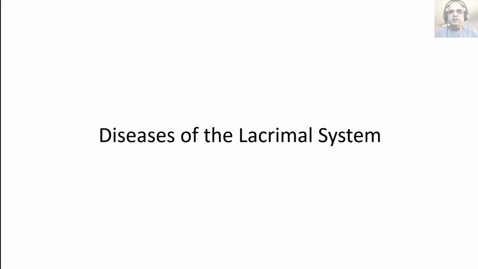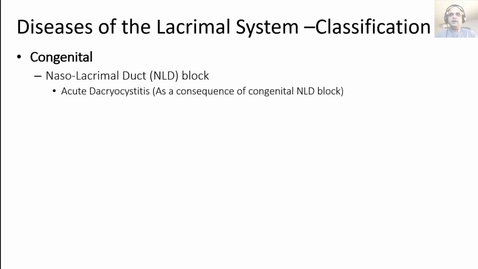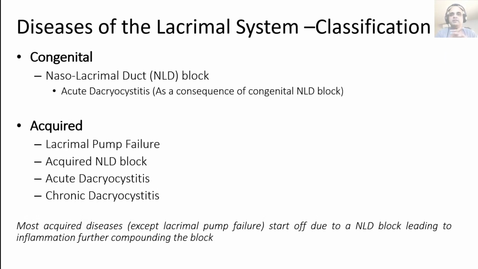We are going to start our discussion of the diseases of the lacrimal system, and we will start off by classifying them. So we have congenital conditions. We talk about only one, which is a congenital NLD block. And we will also see what happens when this block leads to an infection within the lacrimal sac, which is called acute dacryocystitis. The acute dacryocystitis results as a consequence of the nasolacrimal duct block. The acquired conditions include lacrimal pump failure, acquired nasolacrimal duct block, acquired NLD block, and an acute and a chronic dacryocystitis.